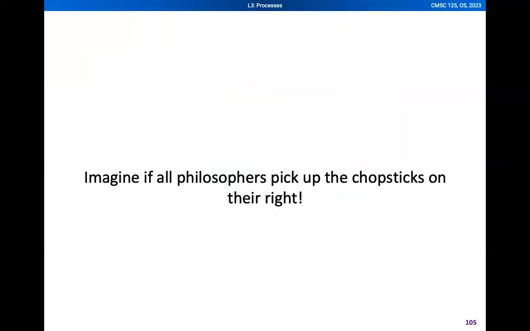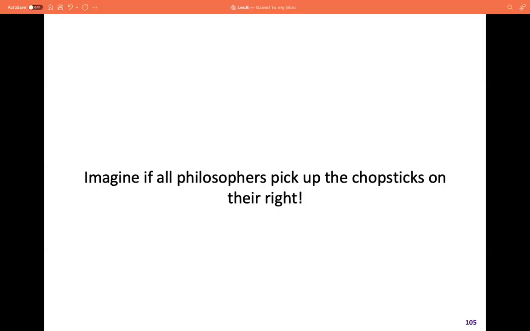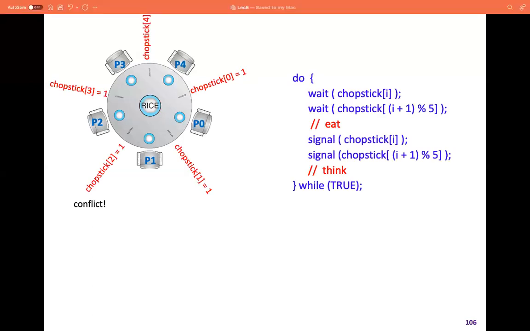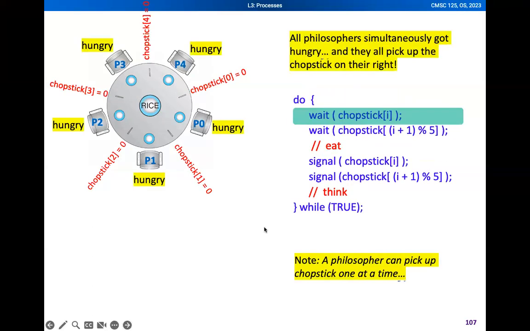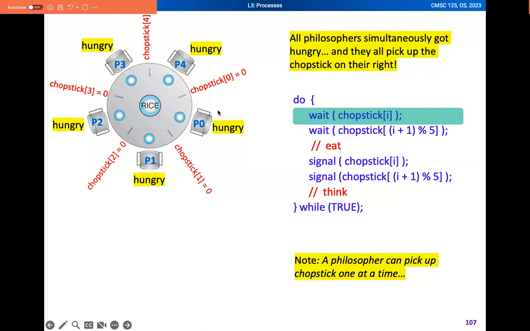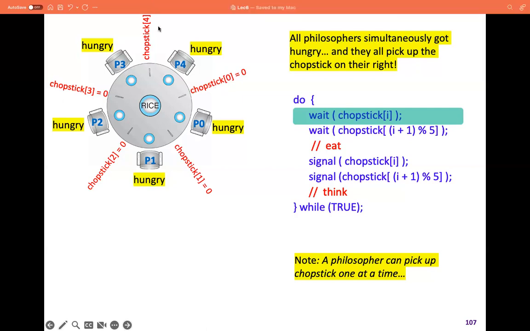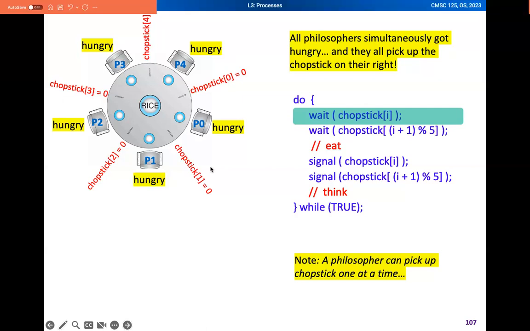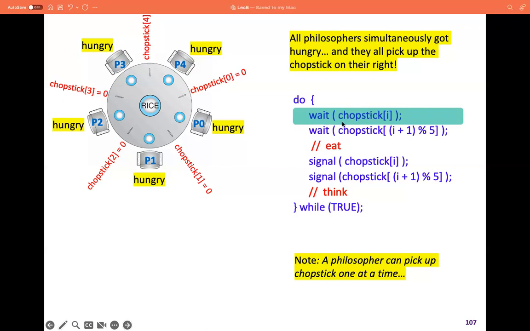Okay? All right. Now, have I solved all the problems? What could possibly go wrong? Imagine if all the philosophers pick up the chopsticks on the right. Essentially, they all go hungry, and they all pick up the chopstick on the right. So P0 picks up chopstick 0, P4 picks up chopstick of 4, P3 picks up chopstick of 3, P2 the chopstick 2, and then P1 the chopstick 1. Note that they can only pick up one chopstick at a time.